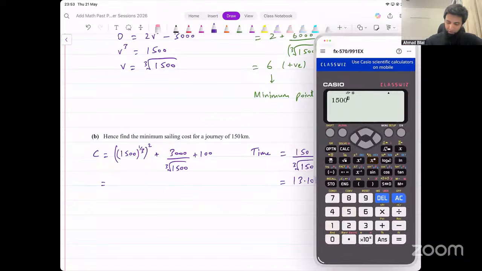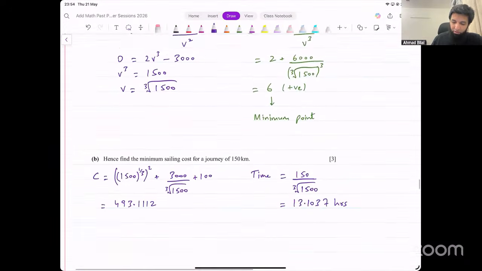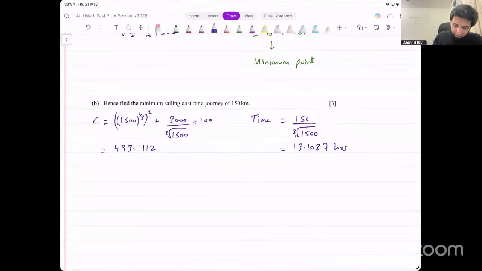1500 raised to power 2 over 3 plus 3000 divided by cube root of 1500 plus 100. And that is giving me 493.1112. This is the sailing cost per hour. The unit is in dollars. This is this many dollars per hour.